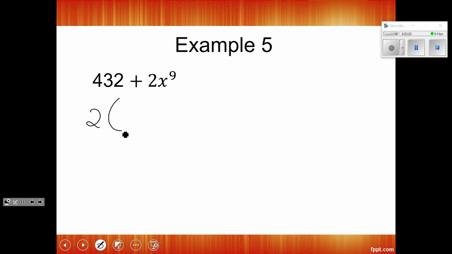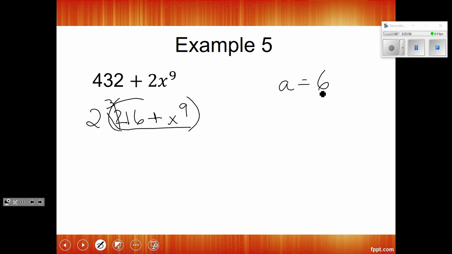So if I take out a 2, what would I be left with? 216, very good, plus what? X to the 9th. Now my question is are you finished? You need to recognize, are those perfect cubes? Is 216 perfect? Yes, it is. What is the cube root of 216? I will even help you out. The cube root of 216, so that's going to make a 6.